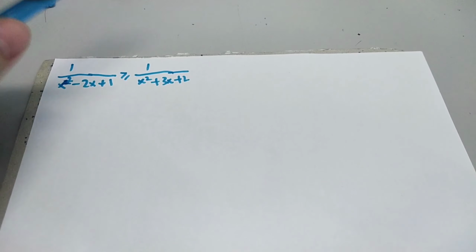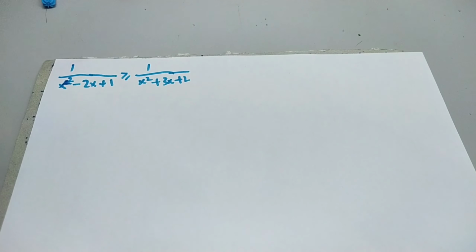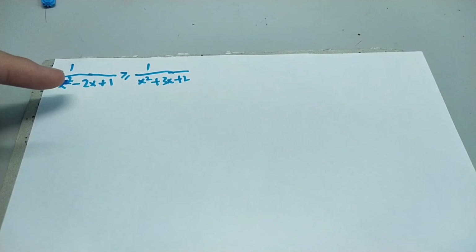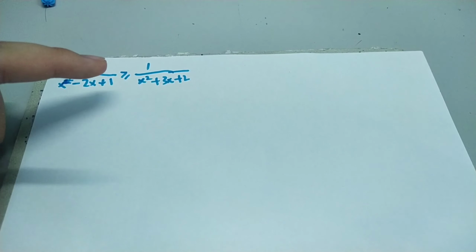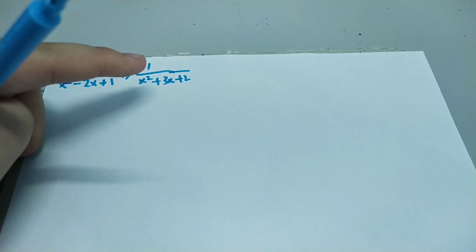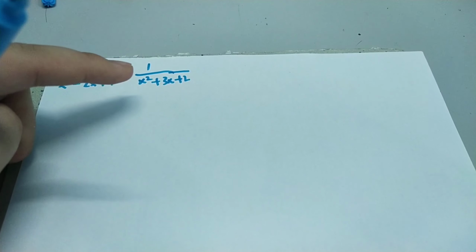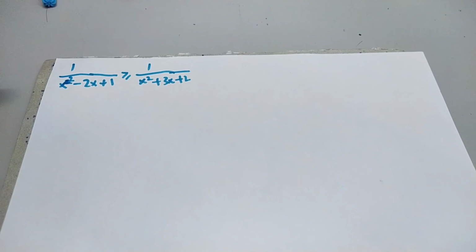Let's do some math for fun. Today we are still going to solve the same rational quadratic inequality, but this time we are using a different method. Now here's the thing. 1 over x squared minus 2x plus 1 is going to be bigger than or equal to 1 over x squared plus 3x plus 2. If you solved it in the previous video, I will show you the second solution.